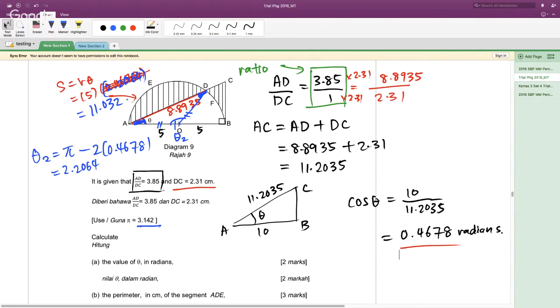Okay, so then we want to find the perimeter. You just say 11.032 plus the length of AD, 8.8935. Then you should be able to get quite an accurate answer here. You should get 19.9255 centimeters. Okay, this is how we actually get the arc length. And then, let's move on to the next part.